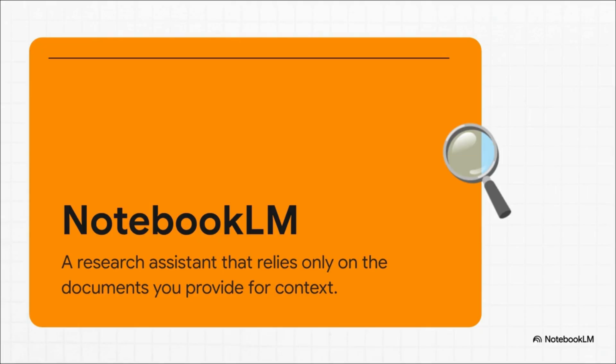So what makes it so different from all the other AI chatbots out there? Here's the key. It doesn't just search the whole internet. This tool is grounded. That means it works exclusively with the documents that you give it. This makes it a super focused, private, and honestly an incredibly powerful assistant for your specific information.